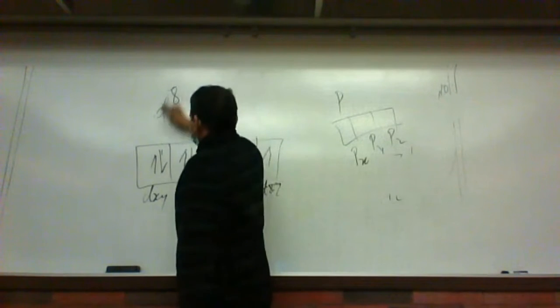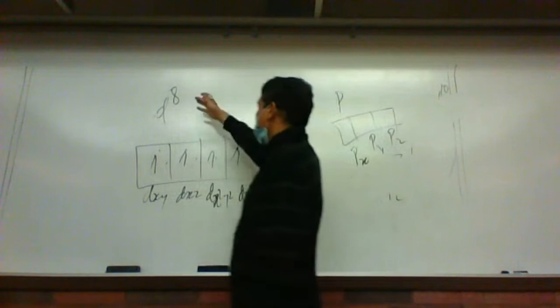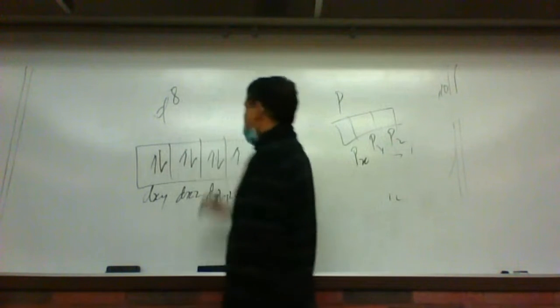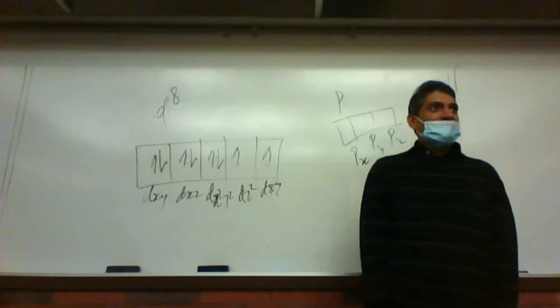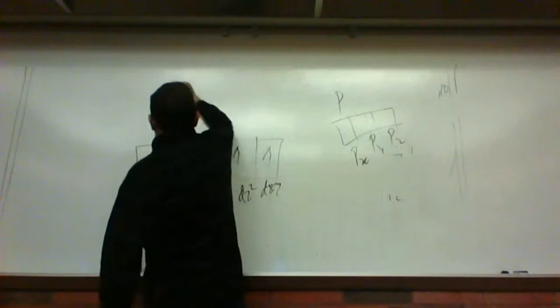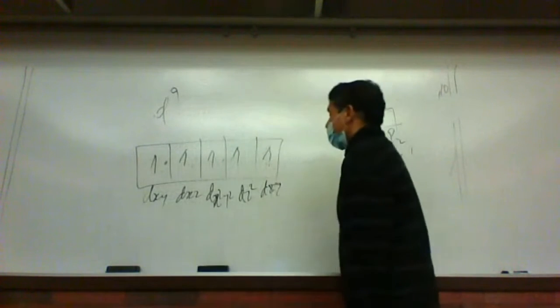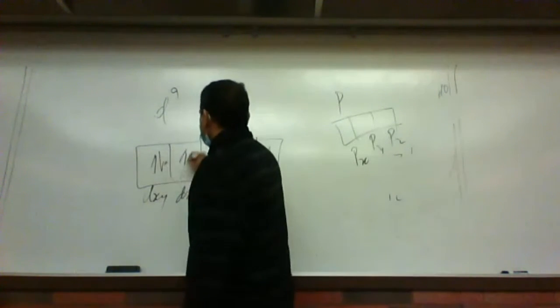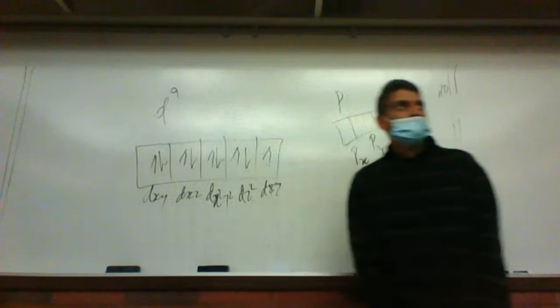How about D8? First put 1, 2, 3, 4, 5. Now you have 3 more: 6, 7, 8. Like this. Make sense? Easy. Now let's do D9. How does D9 look? First put 1, 1, 1, 1, 1. That's 5. Now squeeze: 6. Squeeze: 7. Squeeze: that's 8. That's 9.